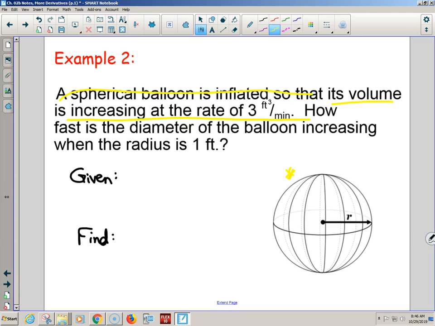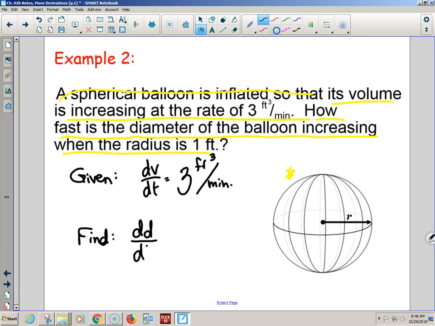Perfect. Write it down: dV/dt. They say increasing, so am I making this positive or negative? Positive. If they said decreasing, I'd need to make it negative. Keep going. How fast? I've just gone into the find category. How fast is the diameter increasing when the radius is 1? Can't we say that's what dV/dt equals when r is equal to 1?